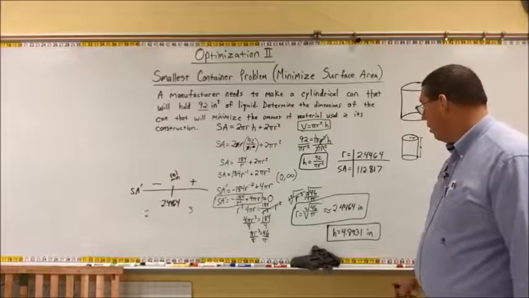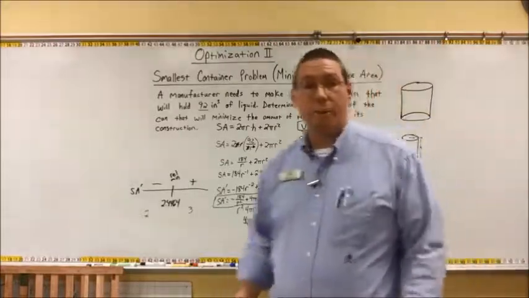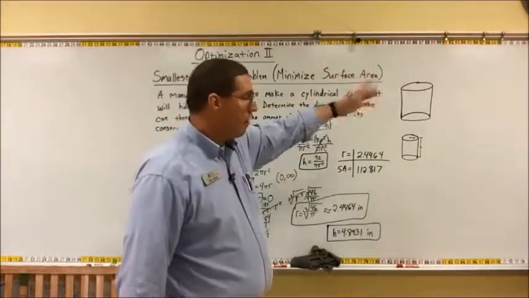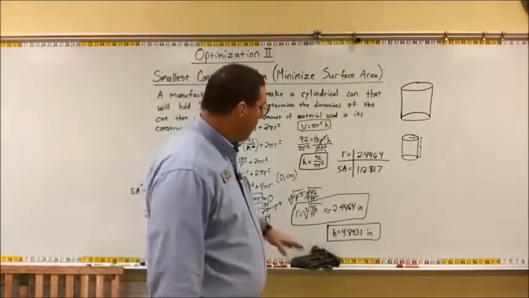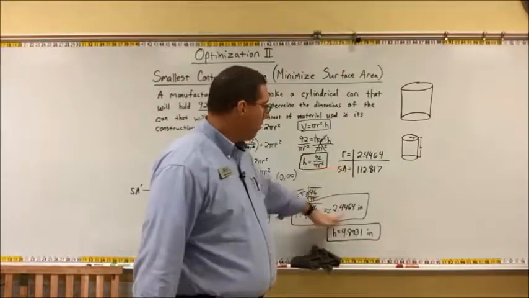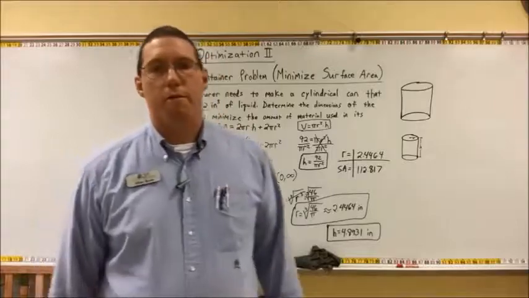And so this company now can know what size the can they should make. They can set a machine now to produce a metal can, if it's a metal can, that will have a height of 4.8931 inches and a radius for the top and the bottom of 2.4464 inches.